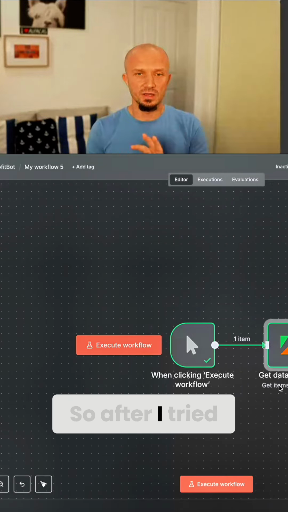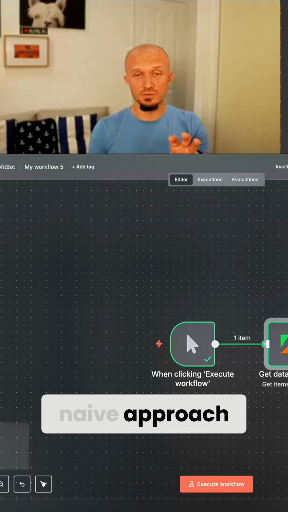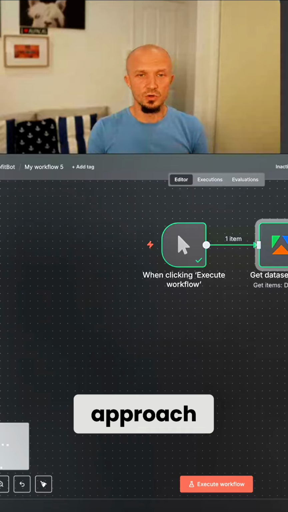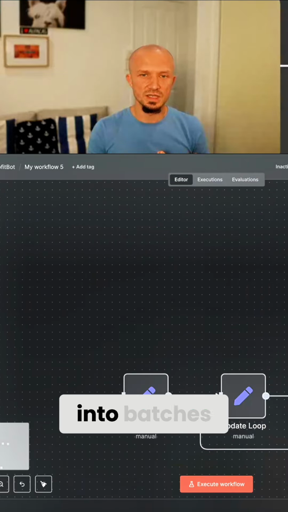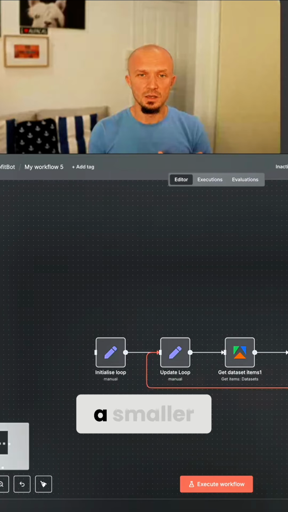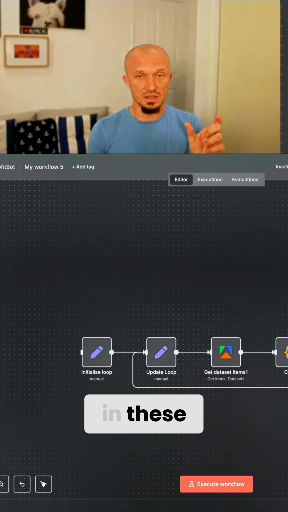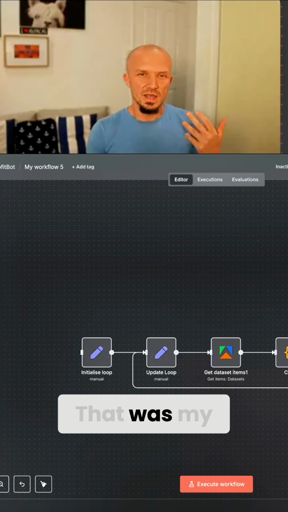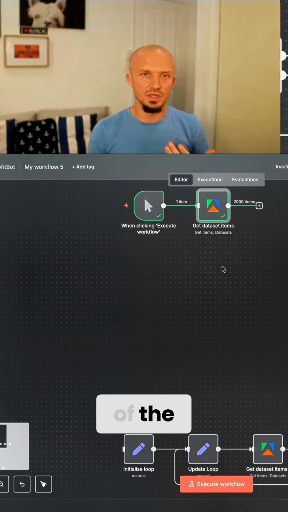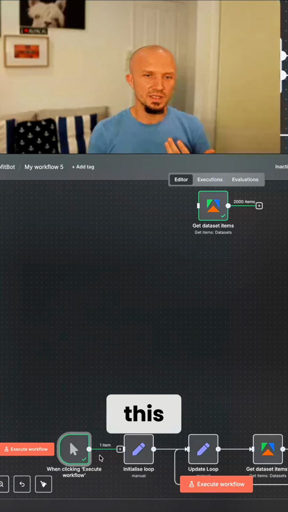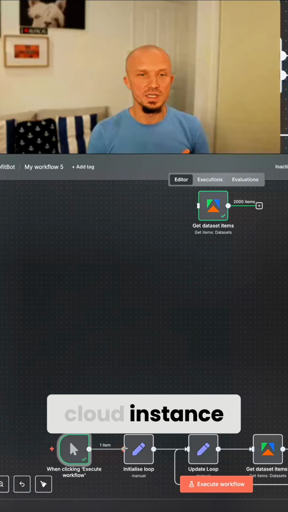So after I tried the naive approach and just downloading all the items, I realized that's not going to work. So my next approach was trying to split things into batches and going through a loop, and just getting a smaller number of items in these batches to try to avoid getting all 2000 items at once. That was my initial understanding of the documentation that N8N has. And when I tried this on an N8N Cloud instance, it didn't really work.